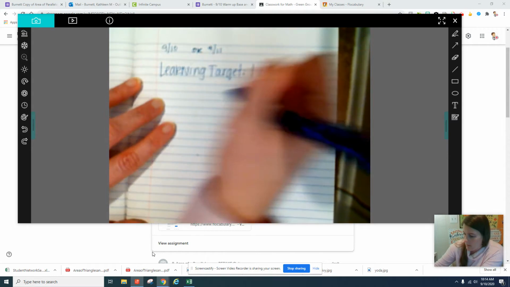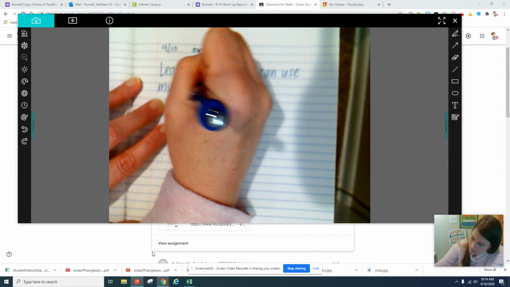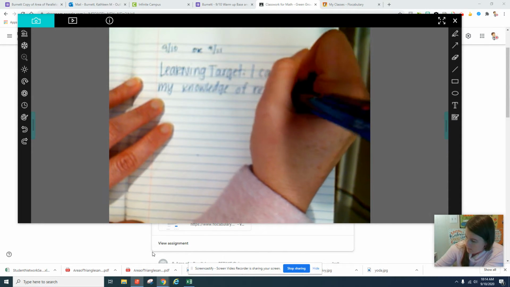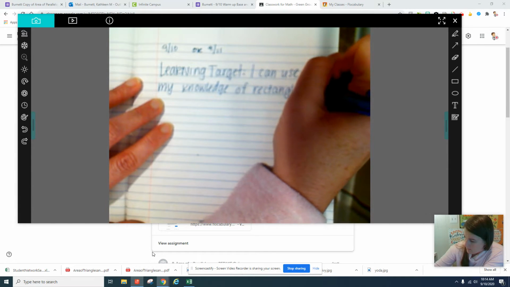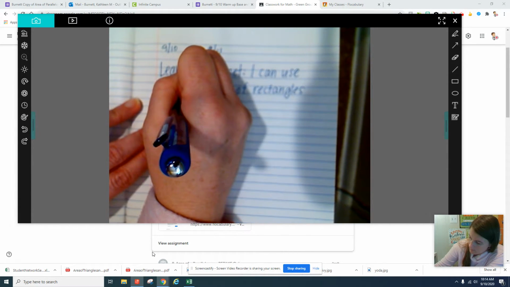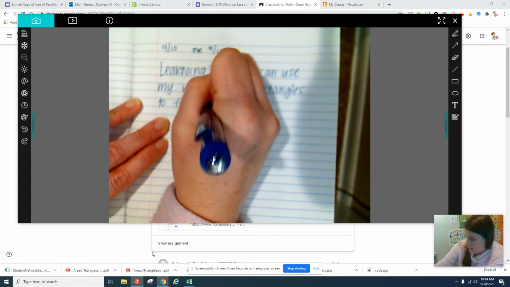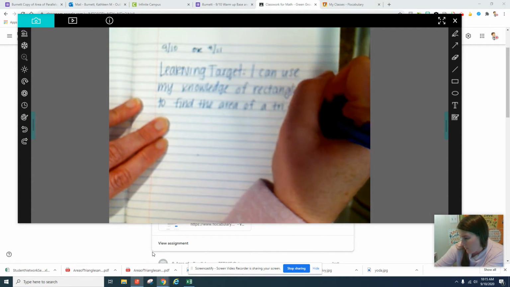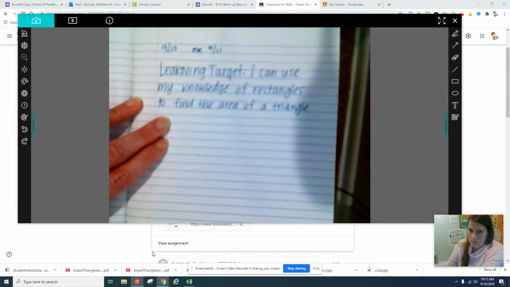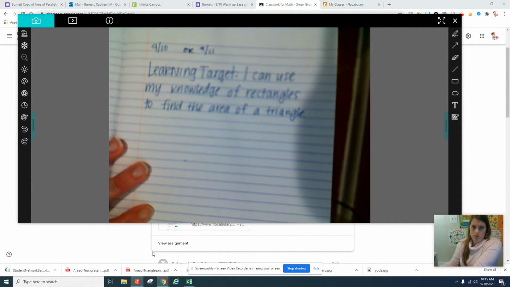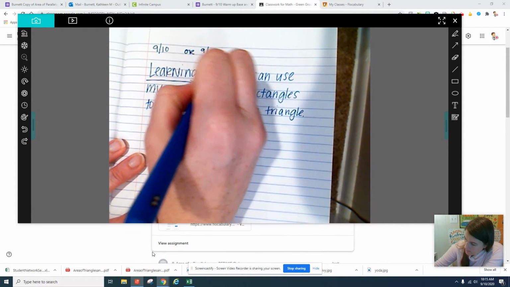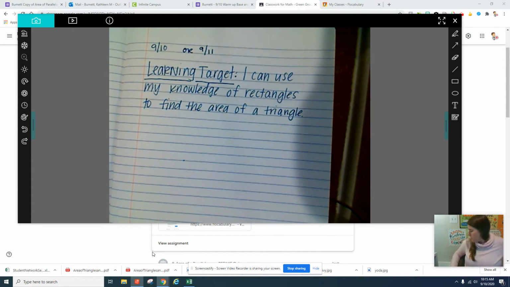Is I can use my knowledge of rectangles to find the area of a triangle. Okay, let me make that a little clearer. There we go, that looked better. And remember, you can pause at any time if you need more time to write something down.